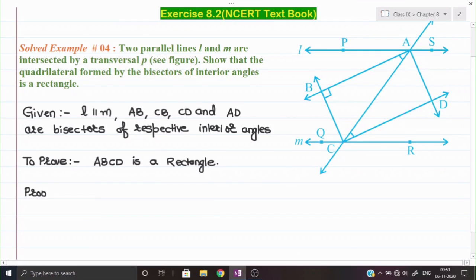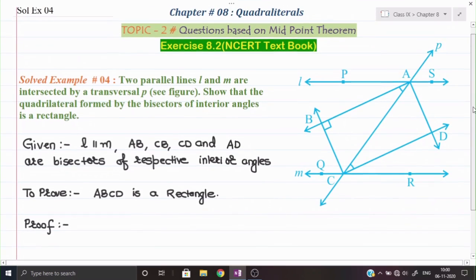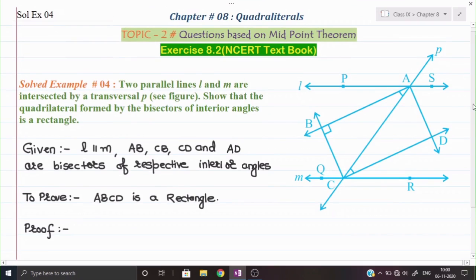First of all, here I am supposing the names of the angles as angle 1 and angle 2. This angle I am supposing 1, and adjacent to that, this angle I am supposing angle number 2. Similarly, this angle I am supposing angle number 3, and this angle I am supposing as angle number 4, and along with that this angle I am taking as 5 and this angle I am taking as 6. These 6 angles we will require.